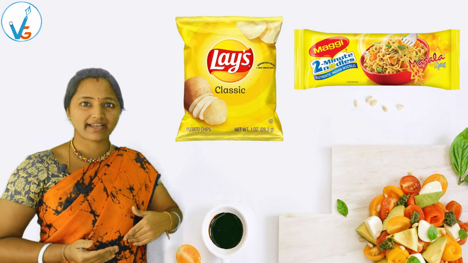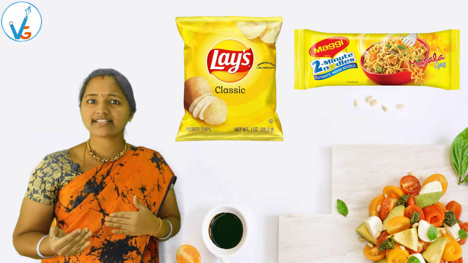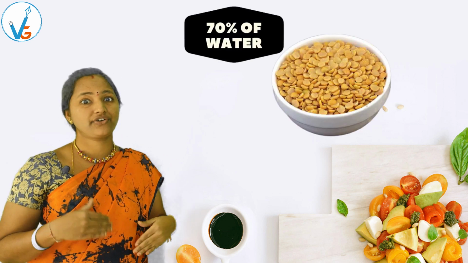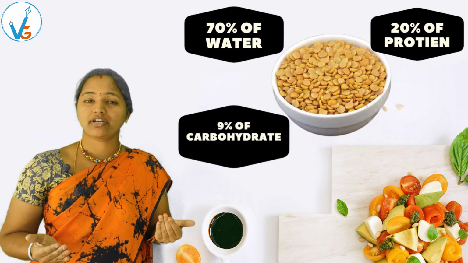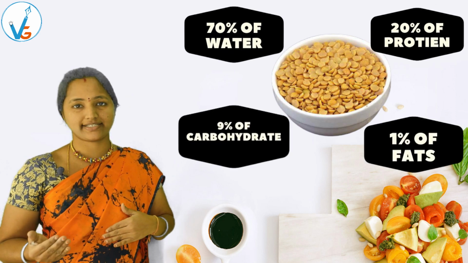Okay, children, observe some packets which you are eating, like potato chips, noodles pack or milk pack. We can see the food items contain carbohydrates, proteins, fats, and so on. So all the food items have different types of components. Children, your favorite food is not sufficient for you, because if your favorite food is dal, it contains 70% water, 20% proteins, 9% carbohydrates and 1% fats. So we need all the types of components.